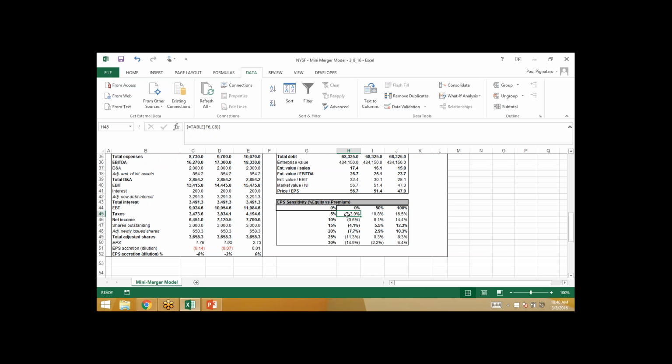What is the difference between raising all debt to fund the acquisition, or raising all equity? What is the difference in EPS impact? Raising debt is more dilutive. Yes, but why? More interest. Raising equity is less interest, but what else? More shares. Right.